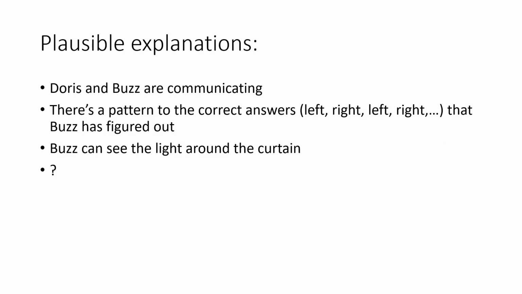This leaves us with several plausible explanations. It might be that Doris and Buzz really are communicating, which is what Dr. Bastian was trying to prove. Or it might be that there's a pattern to the correct answers that Buzz has figured out. For example, maybe Dr. Bastian accidentally fell into a pattern of left button, right button, left button, right button. So Buzz is getting the answers correct, not because he's communicating with Doris, but because he figured out the pattern. Or it might be that Buzz can see the light around the curtain, that there's a problem with the study.